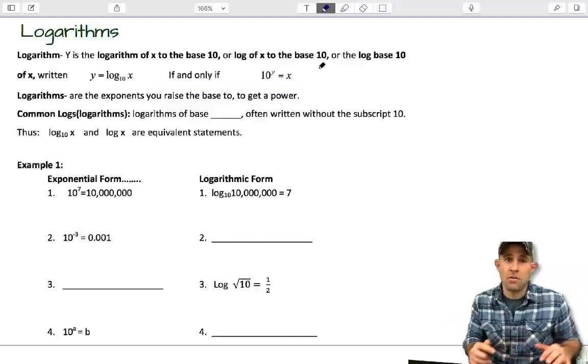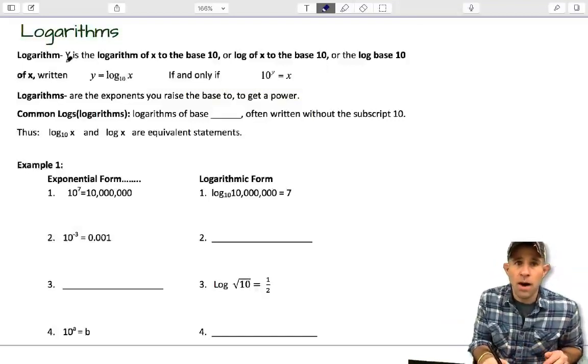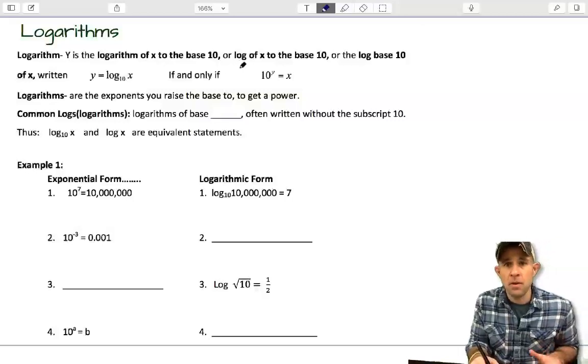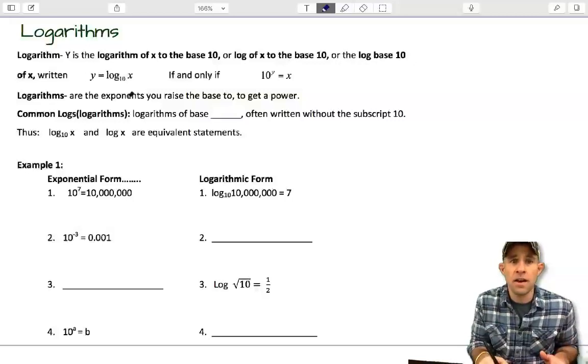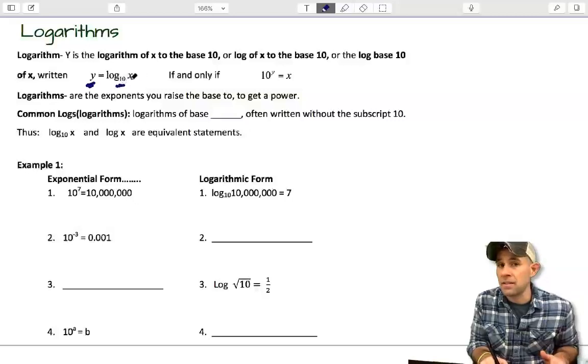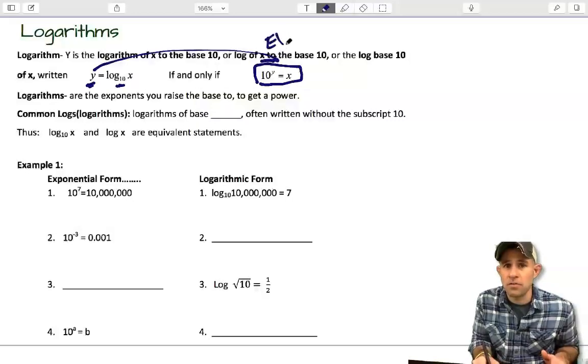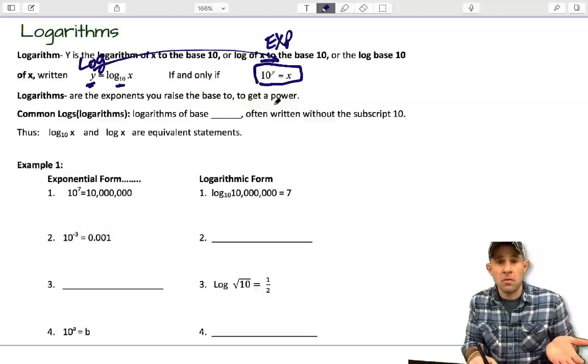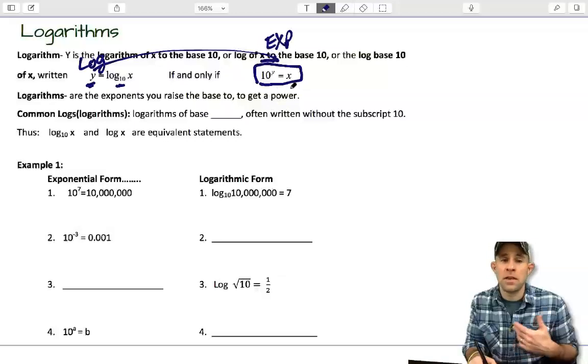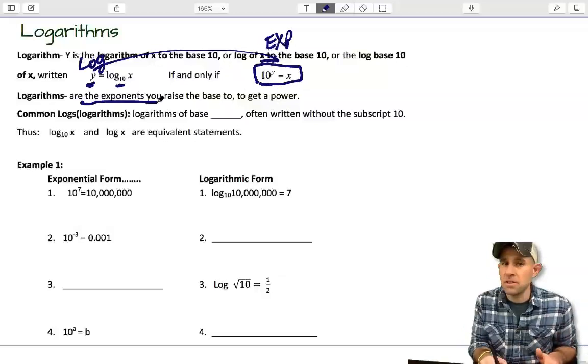What is exactly a logarithm? Well, a logarithm, y here, is the logarithm of x to the base 10, or log base 10 of x, and it's written like this. y is the power I raise 10 to get x. And you can see that the y becomes my exponent here. This is the exponential form, and this is known as our logarithmic form. And you see that 10 to the y power is going to return to me x. So simply put, logarithms are just exponents that you raise the base to get the power.